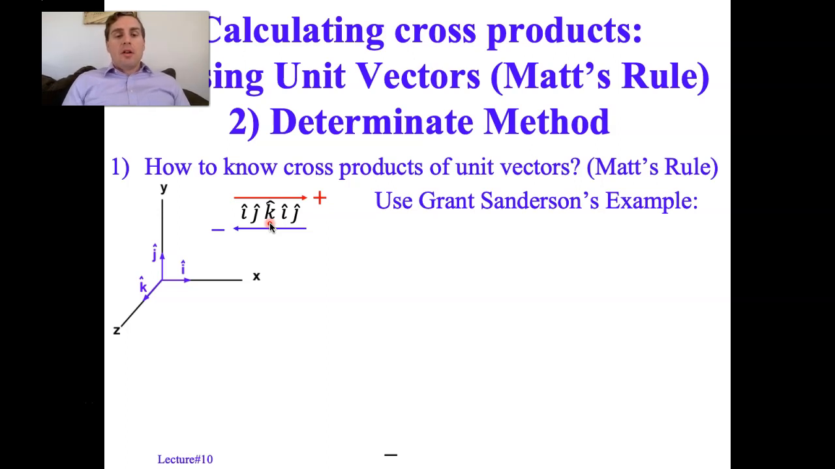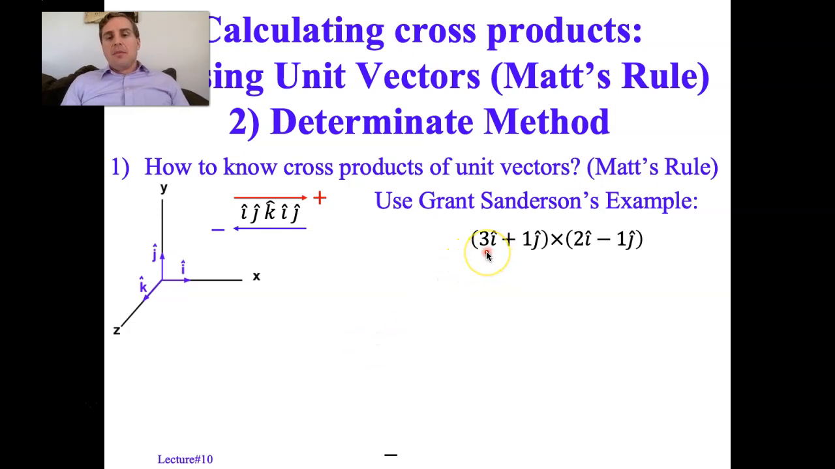Let's try another one. Let's try j hat cross k hat. So j hat, that's the y-axis unit vector, cross k hat, my thumb points in the positive x direction. But how about, let's say, i hat cross k hat? Well, Matt's rule tells us it should be negative j hat. Let's see if we can confirm. So i is along the x-axis, k is out of the page, and my thumb points down, which is in the negative y direction. So I really love this rule. I think it really works well and it's very, very useful.